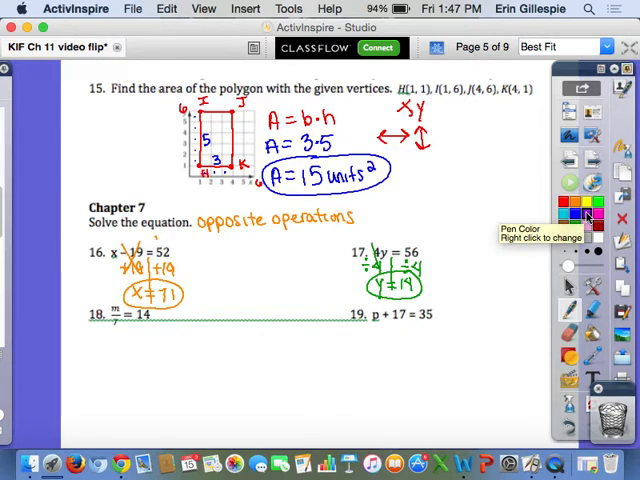18. Little green line is kind of getting in our way there. It's just trying to tell me that I spelled things wrong. So we have m over 7 equals 14. Remember, written like a fraction, that means division. So this is really saying m divided by 7 equals 14.